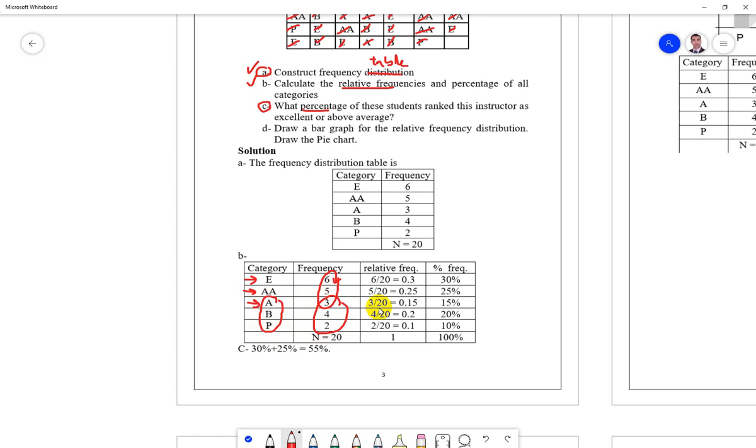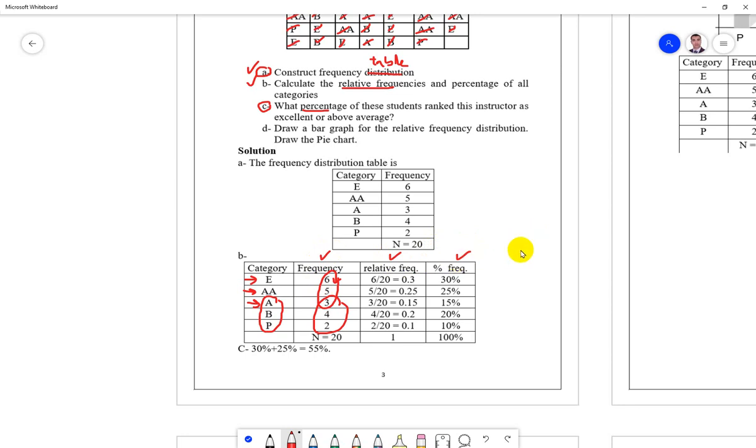So I can ask many questions using how many, using what is the probability, using what percent. If the question is how many, then you are using the frequency to answer these questions. If the question is what is the probability, then using a relative frequency. If the question is what percent, then using a percent frequency.